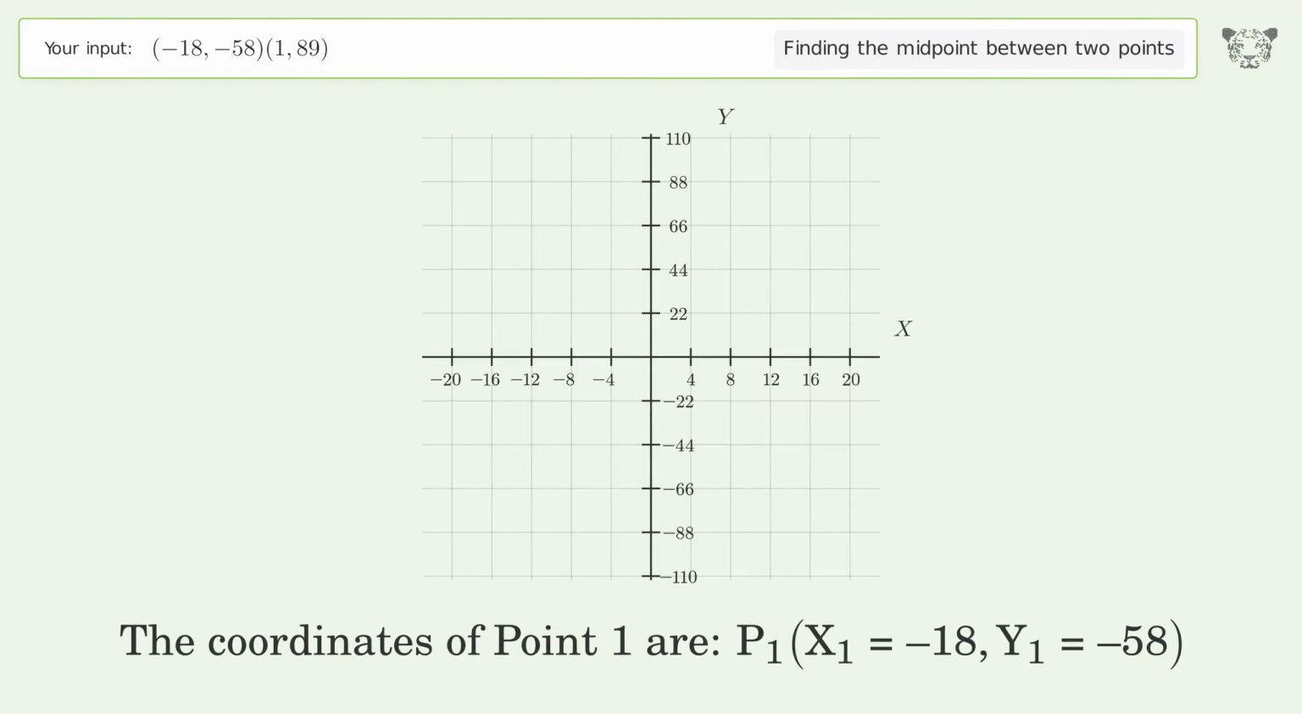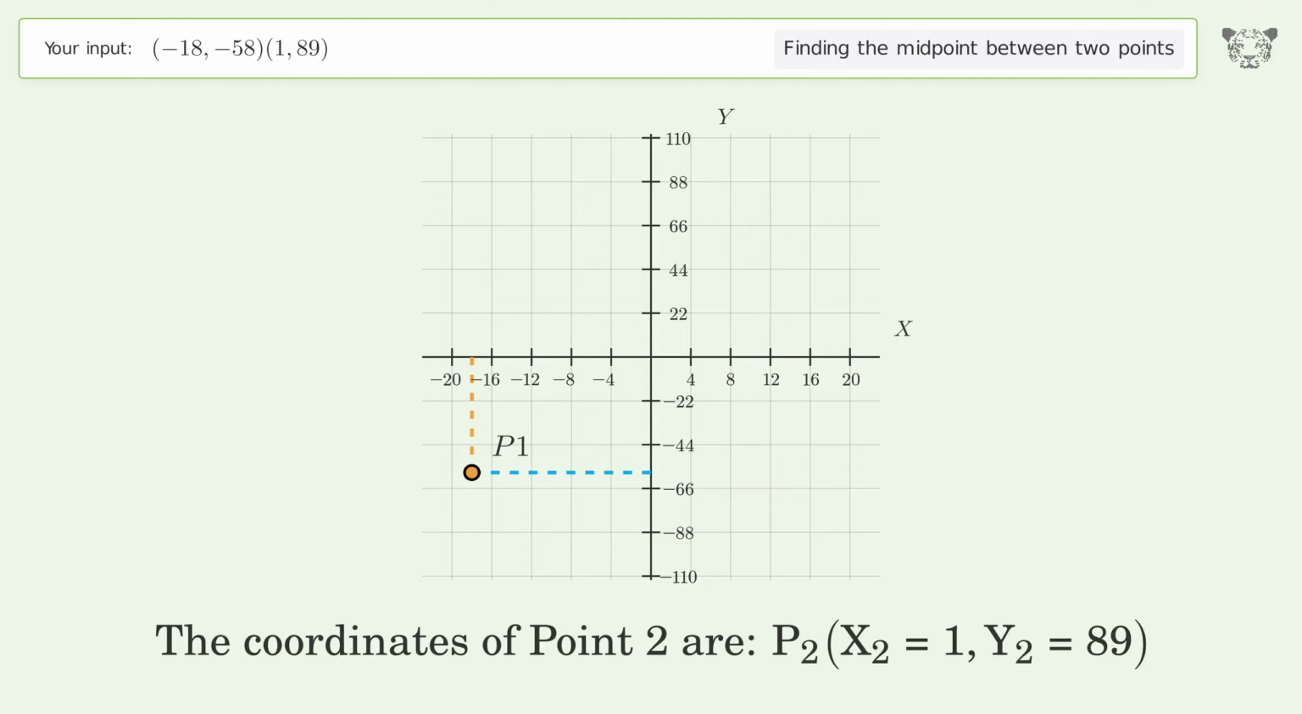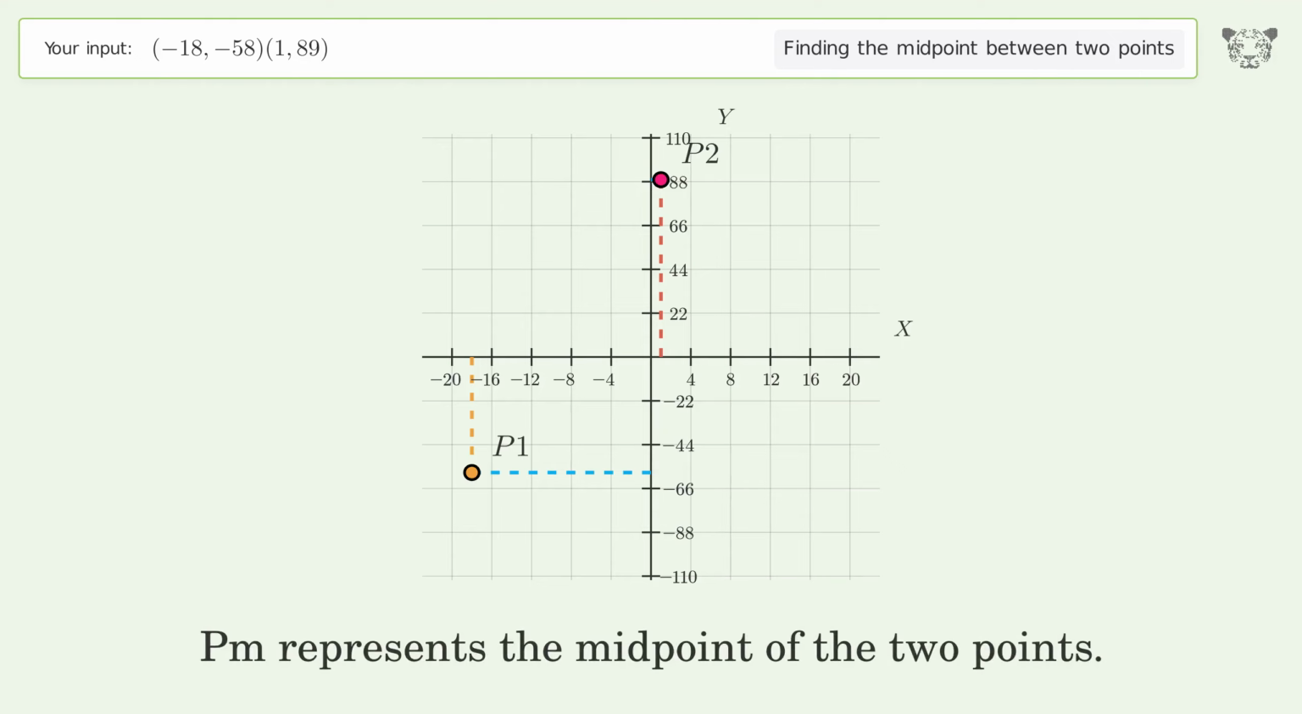The coordinates of point 1 are, x1 equals negative 18, y1 equals negative 58. The coordinates of point 2 are, x2 equals 1, y2 equals 89. PM represents the midpoint of the 2 points.